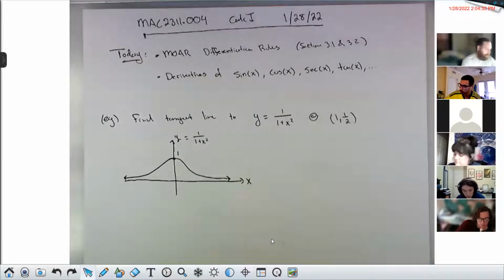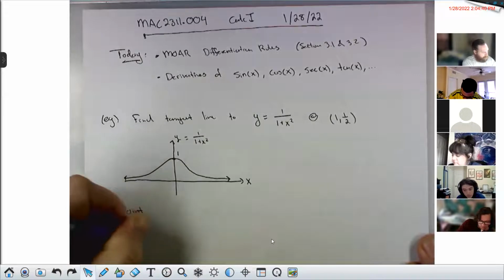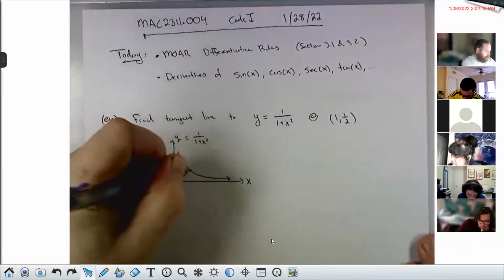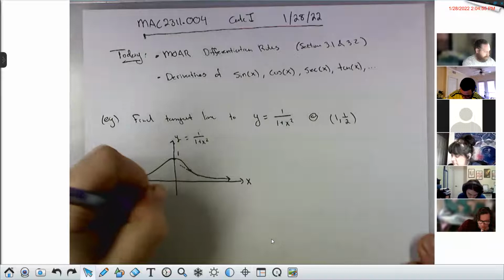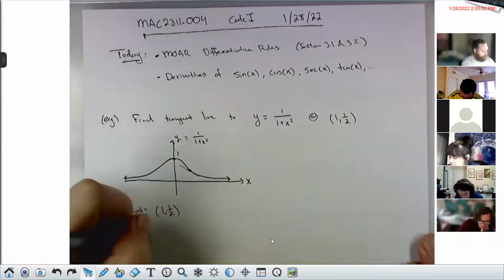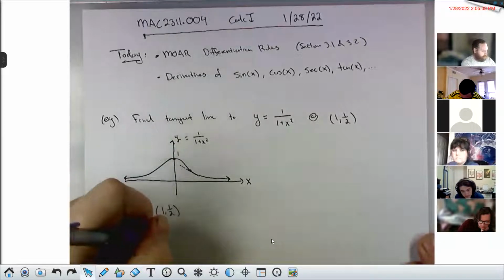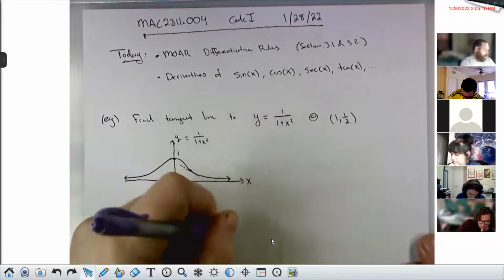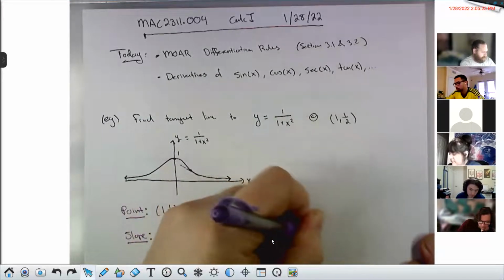And if I want to find the tangent line to this thing, then as always, I need a point and a slope. So my point is 1 comma 1/2. They told us the point. The slope is the derivative of this function evaluated at x equals 1, right? So the slope is f prime of 1, where f of x is the function from which this curve is coming, 1 over 1 plus x squared.